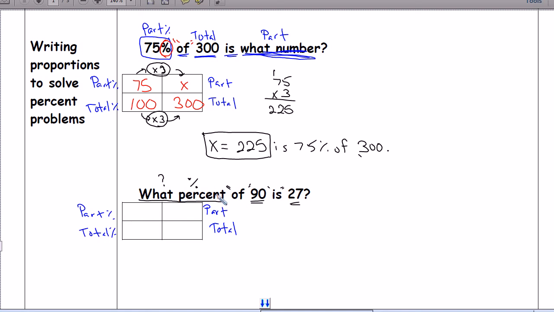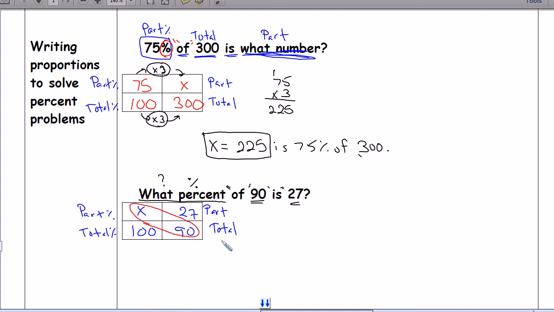So on this side it says what percent. We don't know what percent that's going to be, but we do know the total percent. That's always going to be 100. And then it says of 90. Remember, of means the total, and is 27. Is the part. Now here I cannot use my scale factor, but I have to cross multiply and divide, or if you rather say the butterfly method, you can.